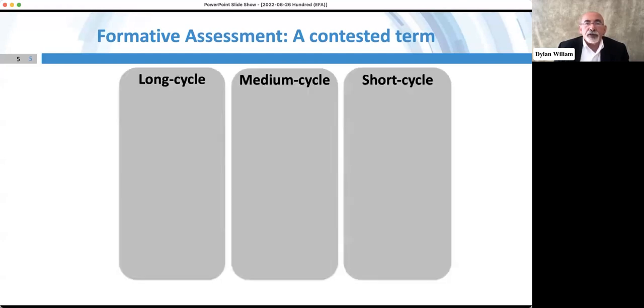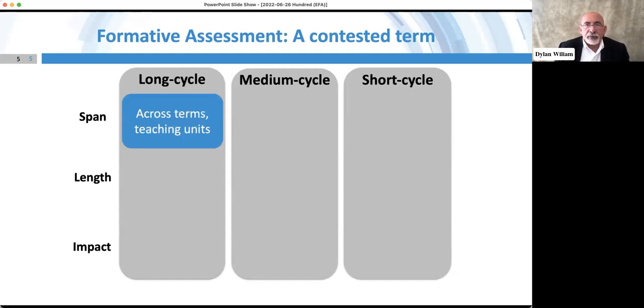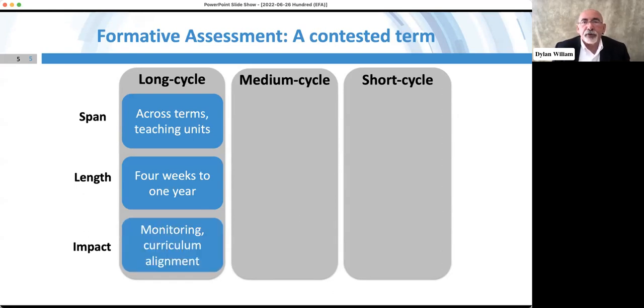So I think we should define formative assessment inclusively by thinking about long cycle, medium cycle, and short cycle formative assessment based on the span, the length of the cycle, and what gets formed by the formative assessment. So for example, in many countries, formative assessment is largely a process across a term or a semester or a teaching unit, typical cycle length of 4 weeks to 1 year. An assessment is conducted to see, are the students making progress? This is a good thing to do. You can monitor student progress. You can also align your curriculum to your students' needs.